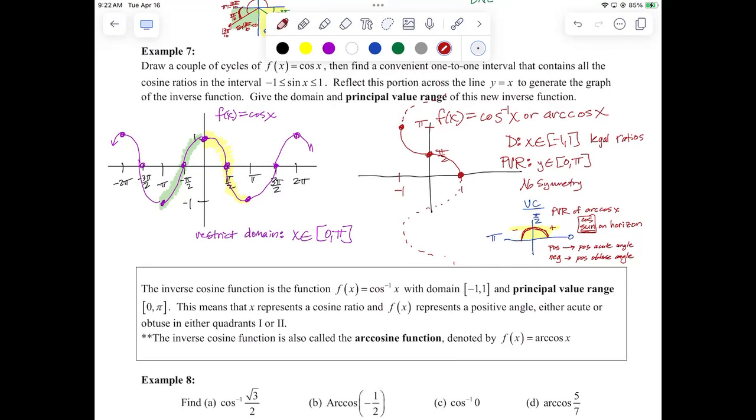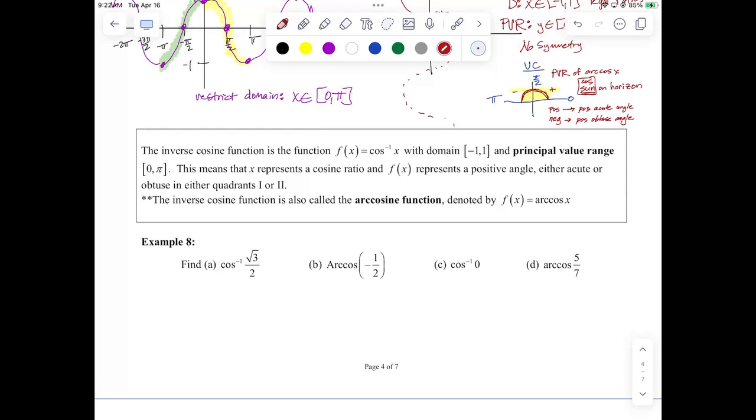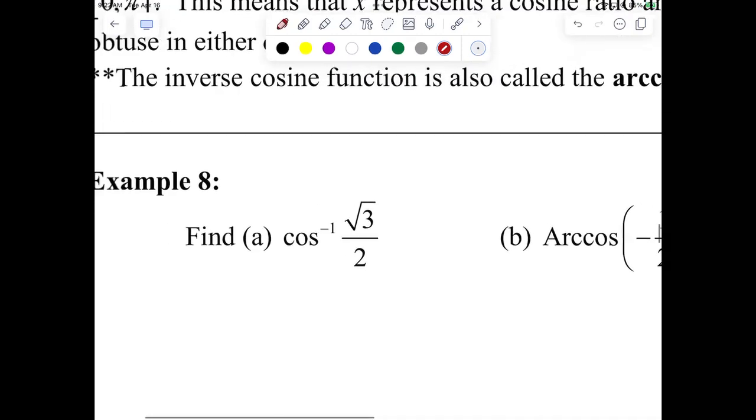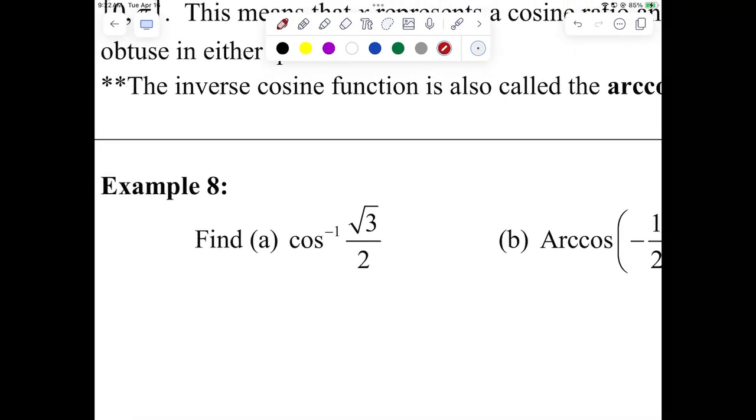All right, let's try some of these. Example 8, we'll call it a day. We just need to reinforce this real quick. All right, so let's pretend that we're talking about the function, not the operation. What's the arc cosine or the inverse cosine of square root of 3 halves?